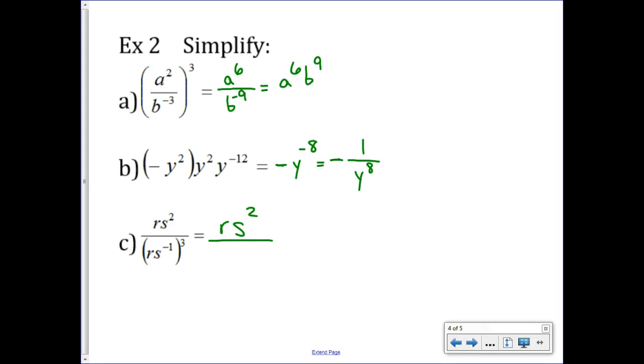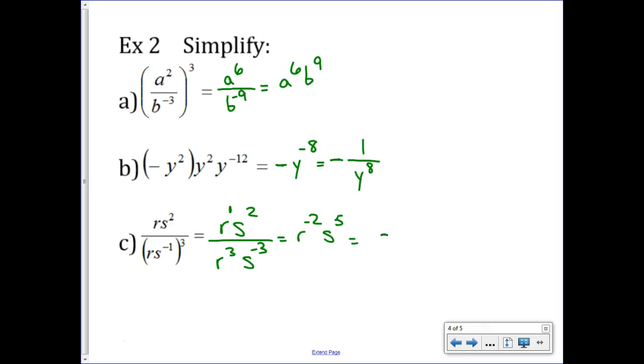Over, I'm going to go ahead and distribute that 3 out. So I have r to the 3rd, and then I have s to the negative 3. From there, I'm going to divide those pieces. So this is really r to the 1st. So I have 1 minus 3 is r to the negative 2. And then I have 2 minus a negative 3, which would be s to the 5th.